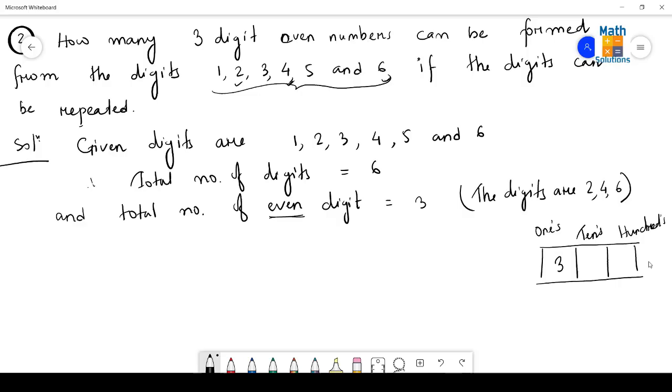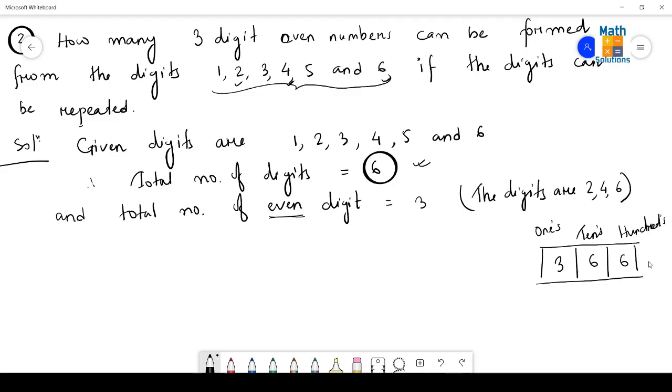Then after, it is mentioned that digits are repeated. Digits can be repeated. So do we have any restrictions for the tens and hundreds place? No, there is no restriction, and repetition of the digits is also allowed. So in total there are 6 options we have. Means these positions can be filled in with even numbers also or odd numbers also. Yes or no? So that is why 6 options are there for tens place. Then 6 options are also there for hundreds place.